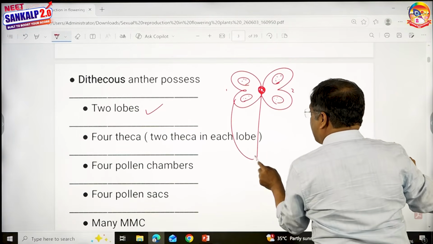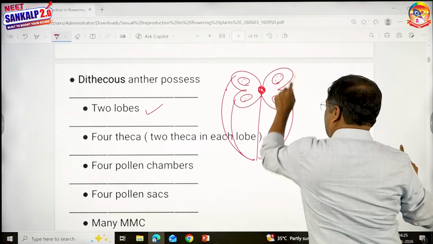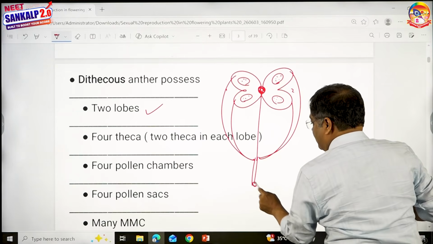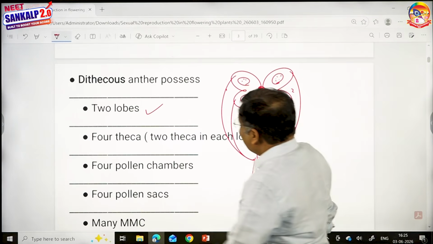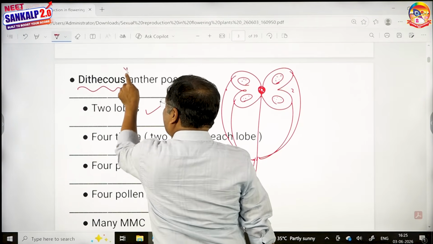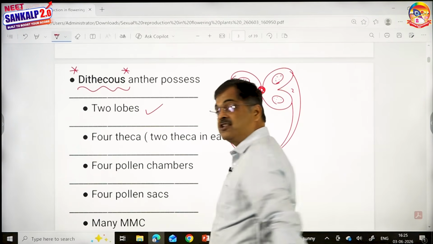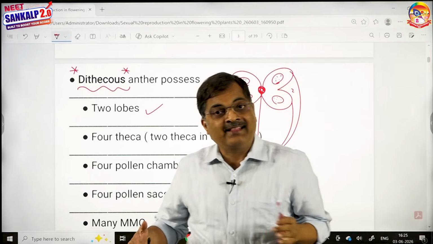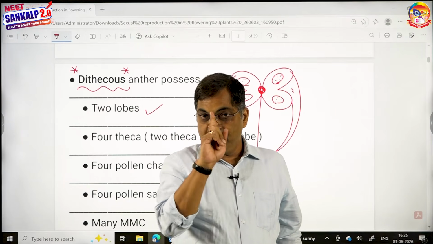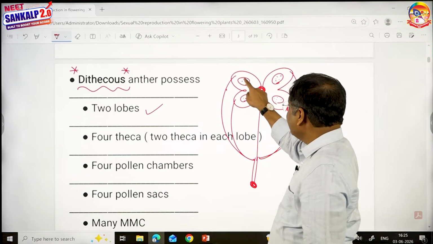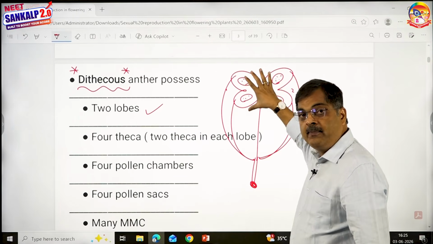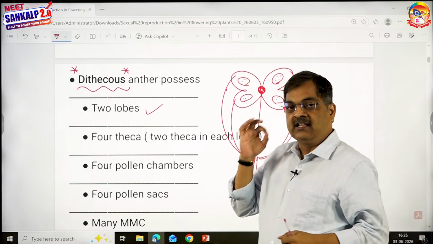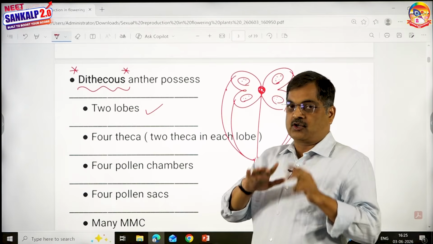So this is a typical anther, children. This is a typical anther which is easy to follow. The word dithecous is actually confusing, giving an impression that the entire anther has 2 theca. Be careful. The entire anther has 4 theca. Then why dithecous? Each lobe has 2 theca. That is the reason why it is called dithecous.